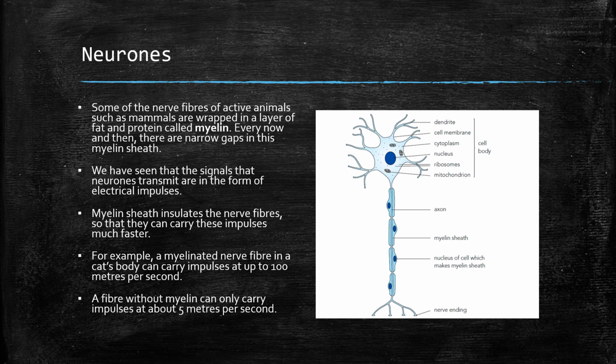Then, some of the nerve fibers of active animals, such as mammals, are wrapped in a layer of fat and protein called myelin. So sometimes they may ask you, what is myelin made up of? Basically, fat and protein, right? Write that down. Every now and then, there are narrow gaps in this myelin sheet.